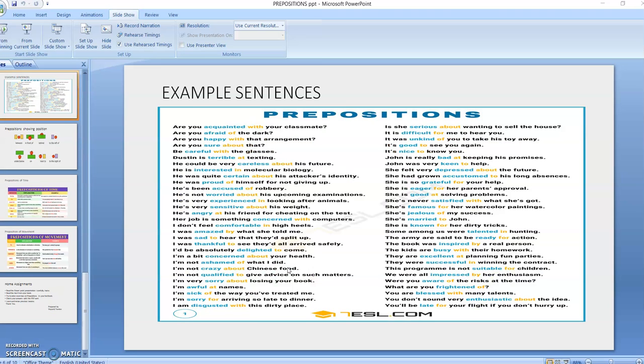Next, we discuss some of the example sentences wherein we are using prepositions. All the words that you see in yellow here are different prepositions. Are you acquainted with your classmate? Is she serious about wanting to sell the house? Are you afraid of the dark? It is difficult for me to hear you.